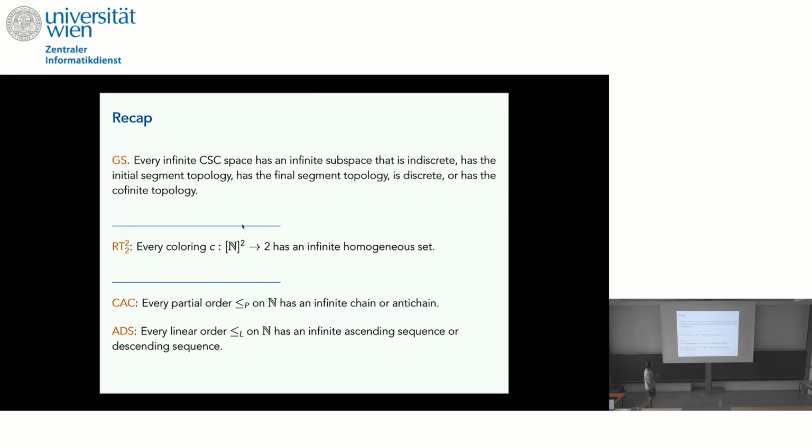Alongside it, as a kind of foreshadowing of what's to come, we've now also looked at three combinatorial statements. These have nothing to do with topology. Here, of course, is Ramsey's theorem for pairs: every coloring of the pairs of integers with two colors has an infinite homogeneous set. And then we have these two order principles. CAC, the chain/anti-chain principle: if you have a partial order, it has an infinite chain or anti-chain. And ADS, the ascending/descending sequence principle: every linear order has an infinite ascending or descending sequence.